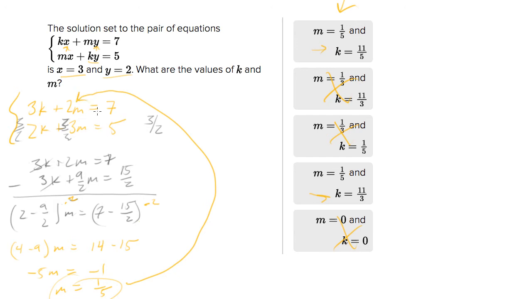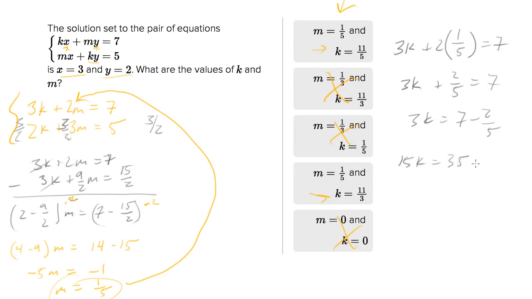So let's plug in m equals 1/5. Let's plug it in here. So we get 3k plus 2 times 1/5 equals 7. We'll solve this for k. So we get 3k plus 2/5 equals 7. 3k equals 7 minus 2/5. Multiply everything by 5, so we get 15k equals 35 minus 2. 15k equals 33.